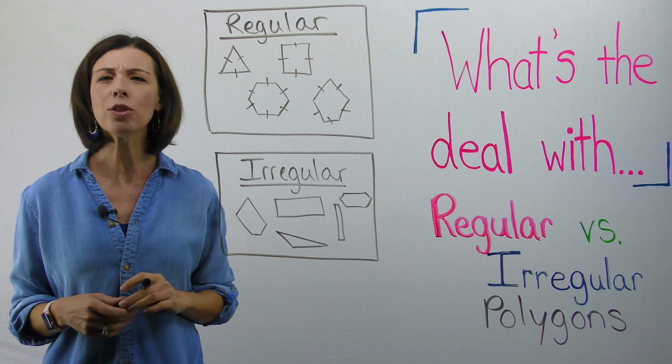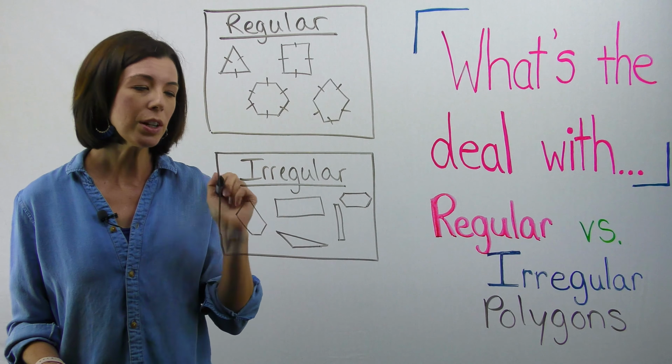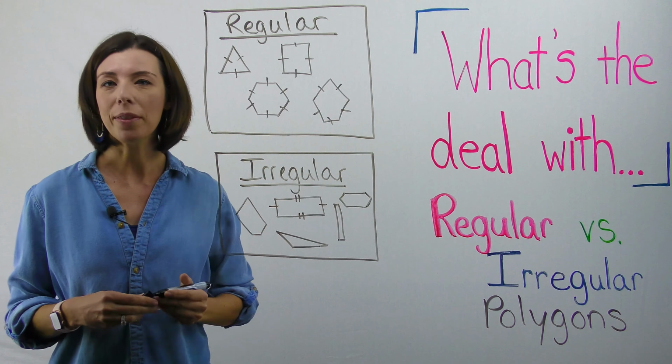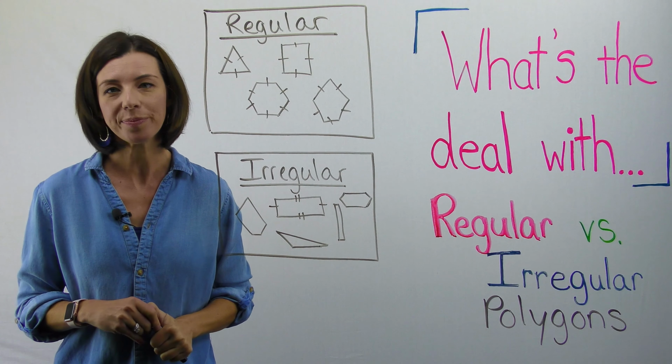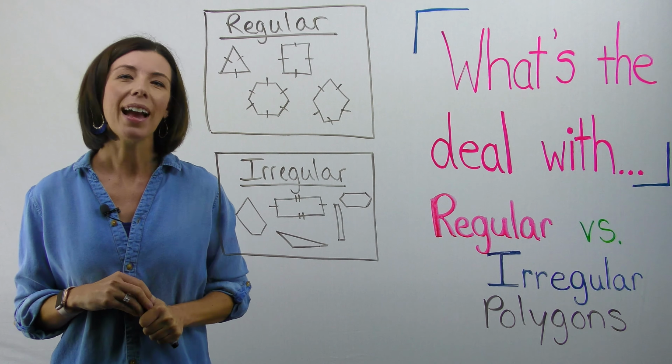In fact, let me draw some that might even help clue you in. If I were going to draw tick marks on this rectangle here, I would draw them like this, indicating that these two sides are congruent and these two sides are congruent. So what do you think? Regular versus irregular. Got any ideas?